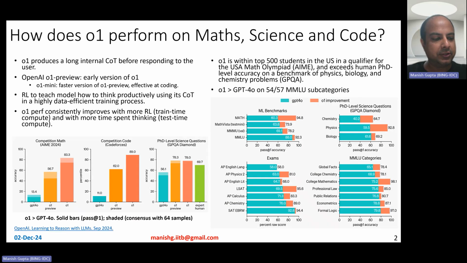Hi, my name is Manish Gupta, and in this video, I'm going to talk about OpenAI's O1 model. So, what is O1 and how does it perform on maths, science, and coding benchmarks?